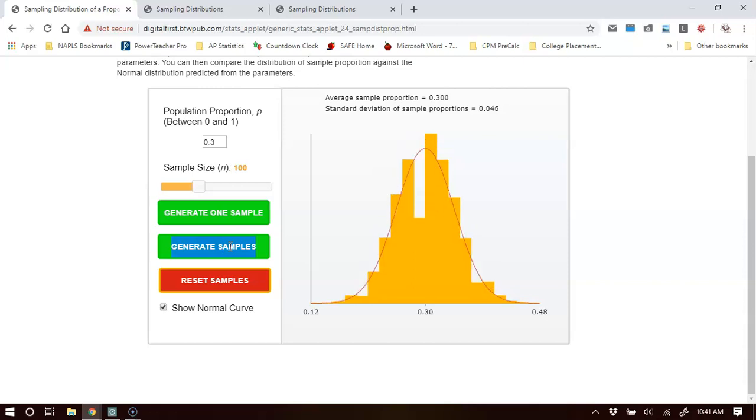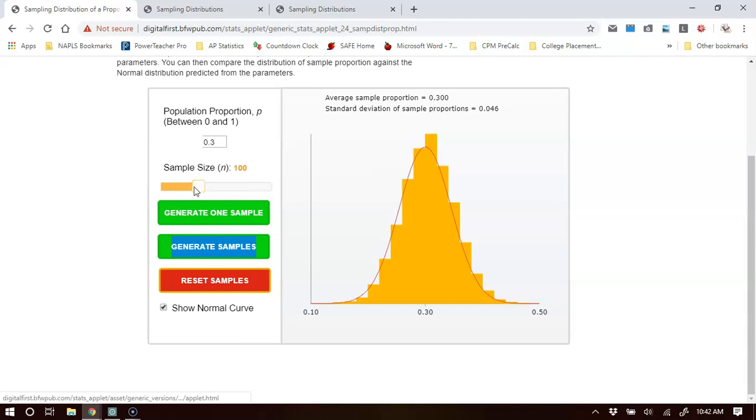And as we do this many times, we start to see the shape becomes approximately normal when we have at least 10 successes and 10 failures. And in this case, I do, because 0.3 times 100 is 30, and 0.7 times 100 is 70. I have at least 10 successes and 10 failures. And so therefore, the shape of the sampling distribution of p hats is approximately normal.